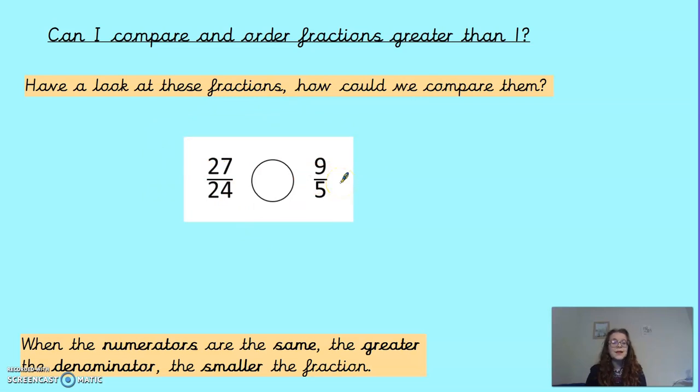Are they linked? Yes, we can times 9 by 3 to get to 27, which means we also have to times 5 by 3, which gives us 15. Okay, because remember, we always do the same to the top and the bottom. Okay, so now we've got two identical numerators. When the numerators are the same, the greater the denominator, the smaller the fraction. So the denominator here is greater, so this one is going to be our smallest fraction. There we go.